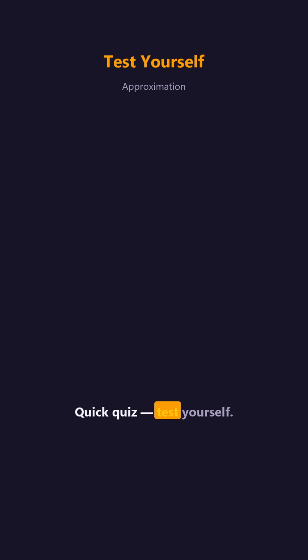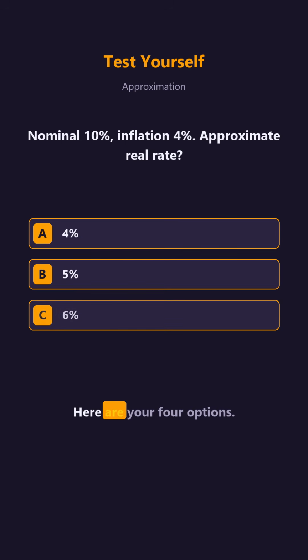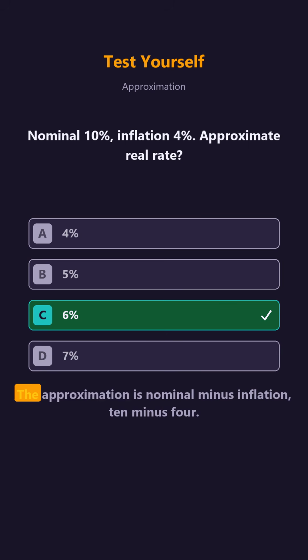Quick quiz, test yourself. Using the quick approximation, if the nominal rate is 10% and inflation is 4%, what is the approximate real rate? Here are your 4 options. Pause the video and solve it now. The correct answer is C, about 6%. The approximation is nominal minus inflation, 10 minus 4.